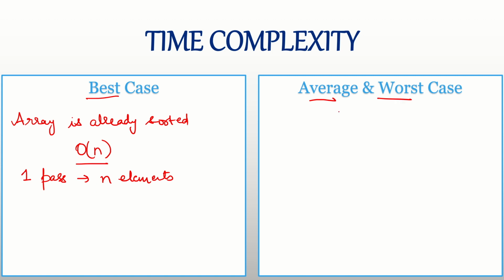For average and worst case, the time complexity is O of n square. The worst case would happen when you want to sort in ascending order, but the array contains elements in descending order.